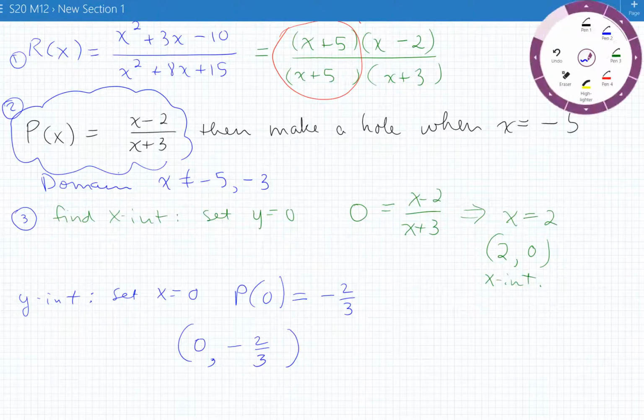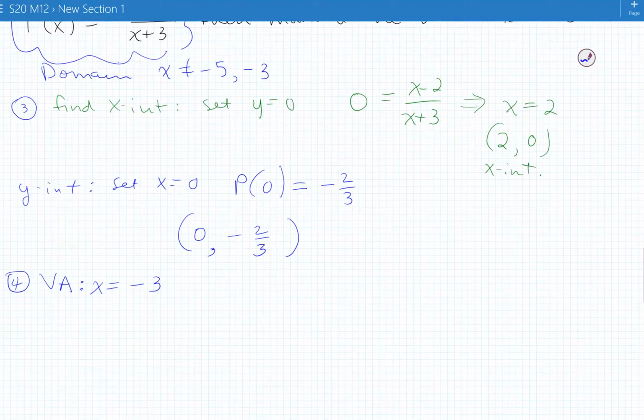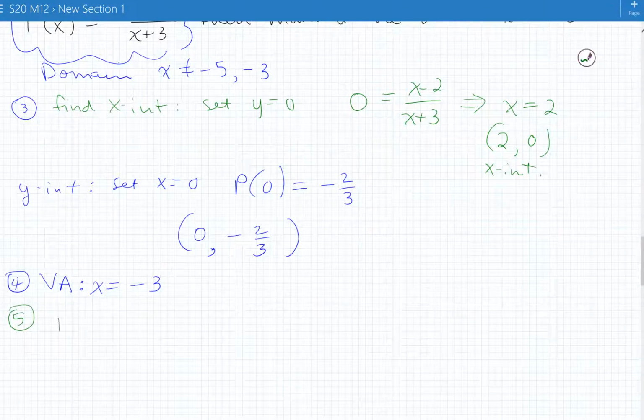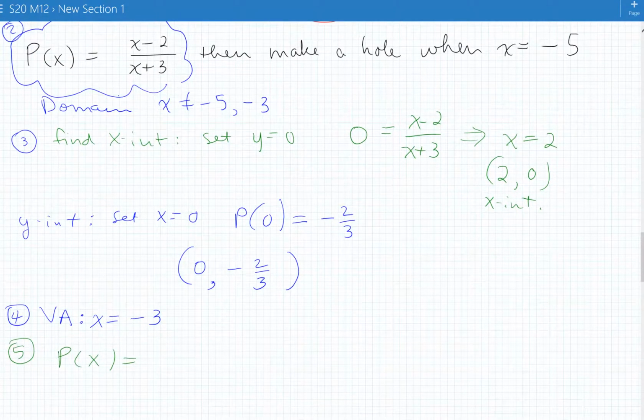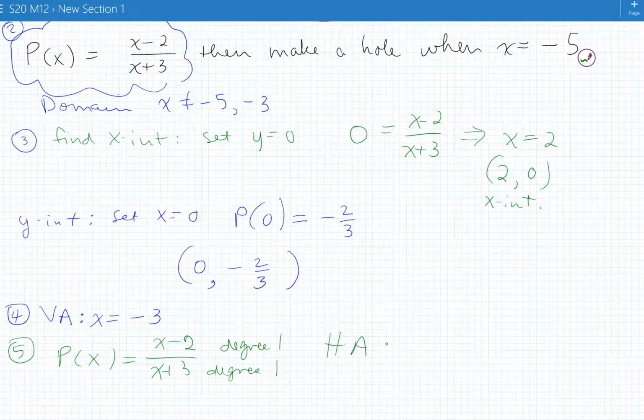Okay, then we need to find the vertical asymptote. So we said when x is negative 5, that's a hole. So the only vertical asymptote we're going to get is when x equals negative 3. And then we need to decide if there are any horizontal or slant asymptotes. Well, this function has degree 1 in the numerator and degree 1 in the denominator. So the horizontal asymptote is the ratio of the leading coefficients, or y equals 1.